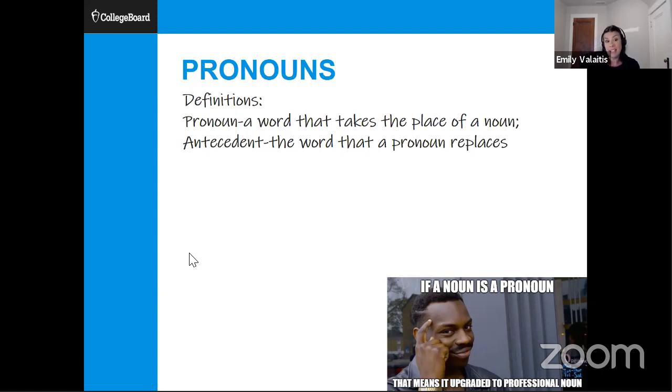So in this case, an antecedent is a word that particular pronoun will replace. So you might think about that as though it's the original, and then the pronoun is the word that replaces it. So let me give you a quick example because I know it's tricky. Let me give you an example of that.